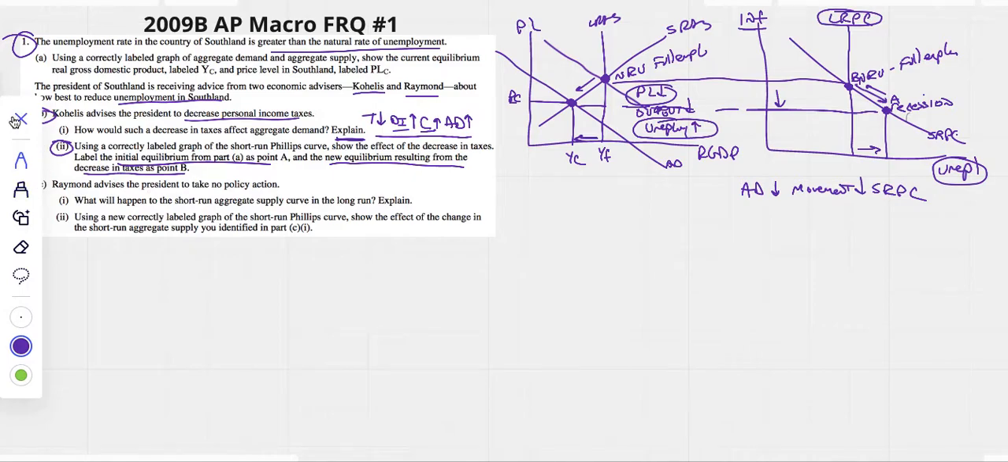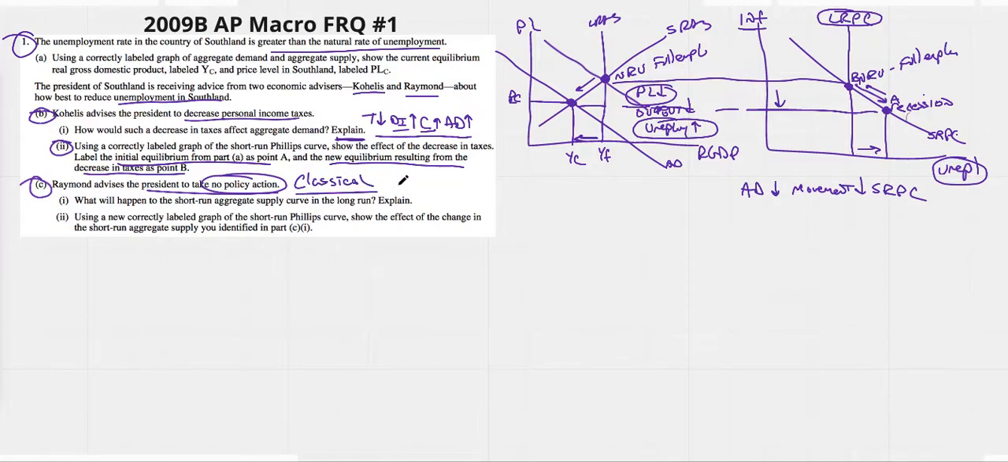All right, let's do part C. Raymond advises the president to take no policy action. Now, anytime you see no fiscal, no monetary policy actions, you know we're thinking about the classical sort of view of what's going to happen in the long run. In the long run, wages and prices are flexible.